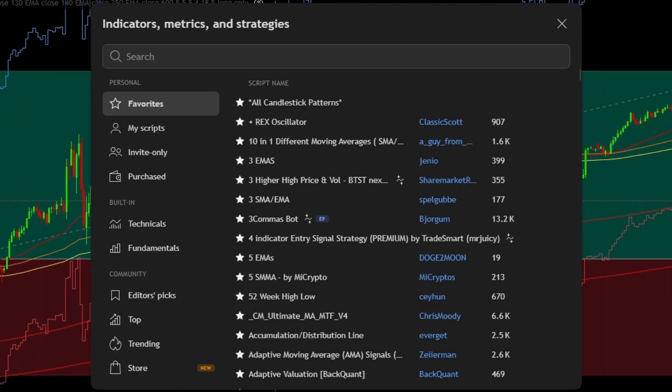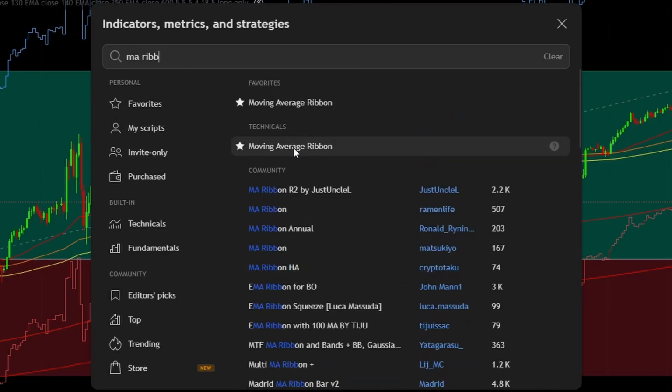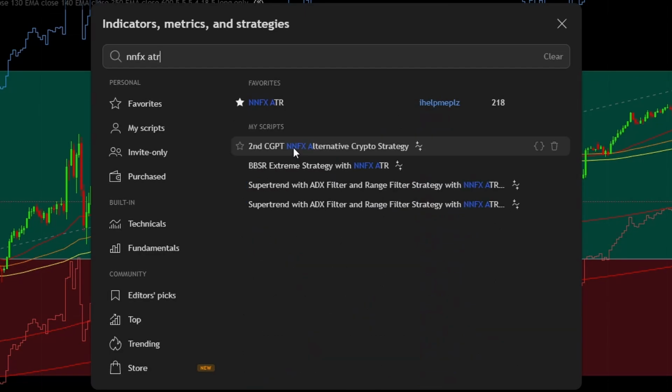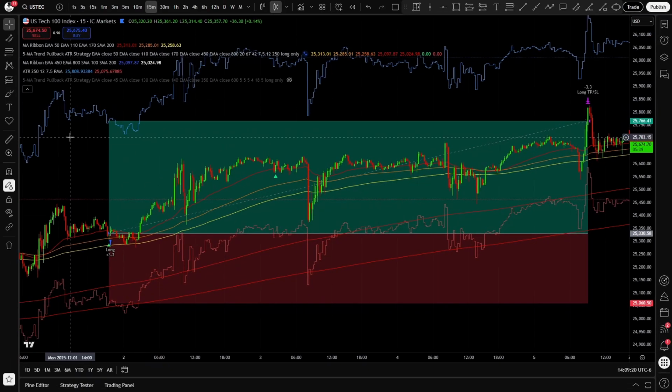For this strategy, we will only need 3 different indicators, 2 MA ribbons and 1 NNFX ATR for stop loss and take profit. So type in MA ribbon and add this one 2 times to your chart. Then type in NNFX ATR and click on this one 1 time. Okay, now we have the indicators on the chart, but as I said, I optimized the strategy, so we need to change a few settings.